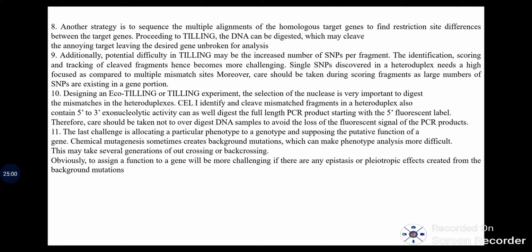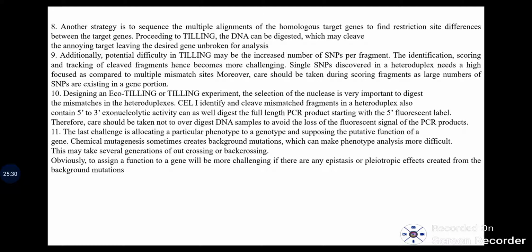Sequencing multiple alignments of the homologous target genes to find restriction site differences between the target genes. Proceeding to TILLING, the DNA can be digested, which may cleave the unwanted target, leaving the desired gene unbroken for analysis. That means sometimes the heteroduplexes are unbroken so that the exact mutant cannot be identified. A potential difficulty in TILLING may be created by the number of SNPs per fragment.